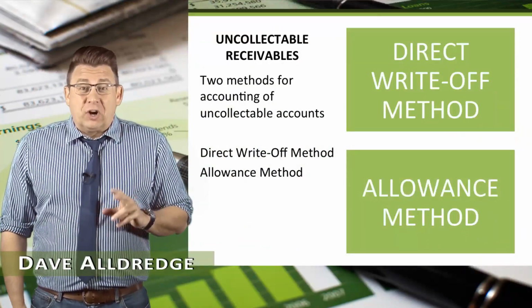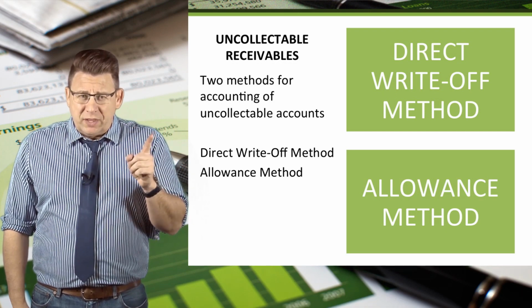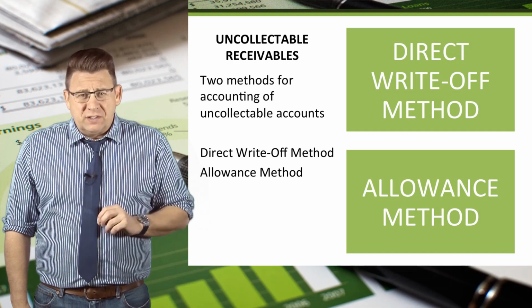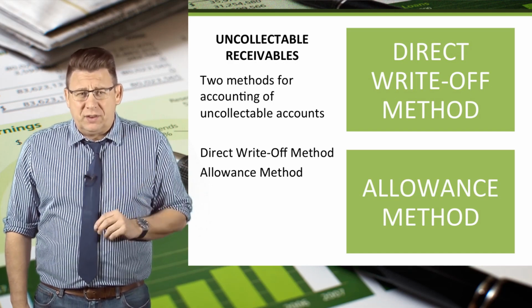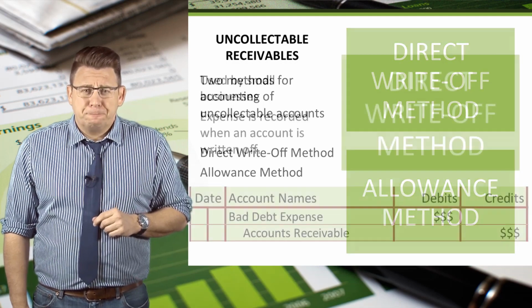There are two methods for accounting for uncollectible accounts: the direct write-off method and the allowance method. Most of the videos in this section will deal with the allowance method. This short video will focus on the direct write-off method.